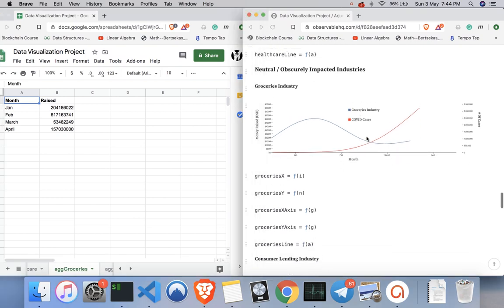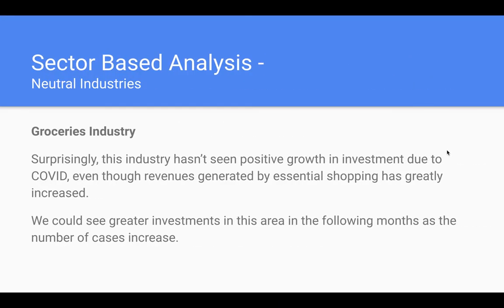Looking at the visualization, the first thing you can see is that it started booming in the months of Jan and Feb, where there's a great increase in investments. However, afterwards there seems to be a sort of decline, and you can notice that the rise in COVID cases hasn't necessarily impacted this. Towards the end, you can see that there is a sort of incline happening as well towards the months of March and April. Therefore, we could see greater investments occurring in this area in the following months as the number of cases increase.